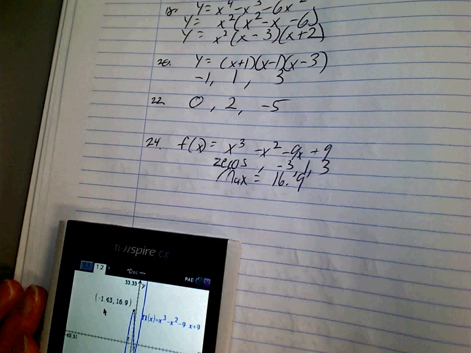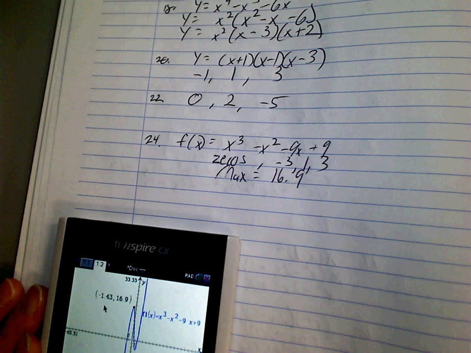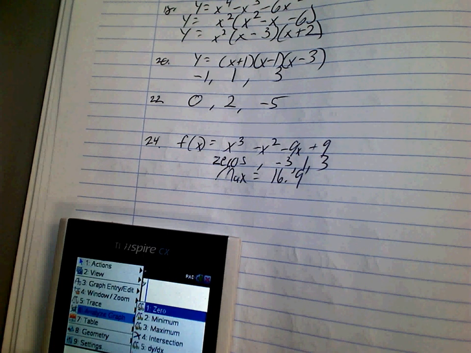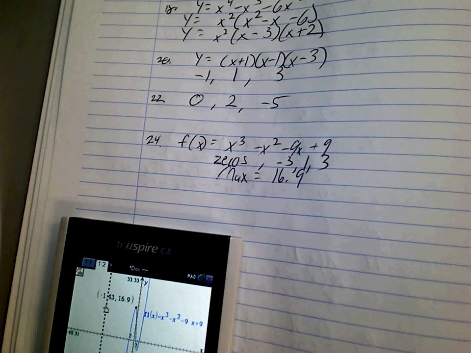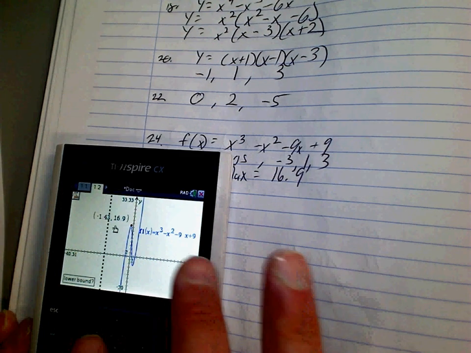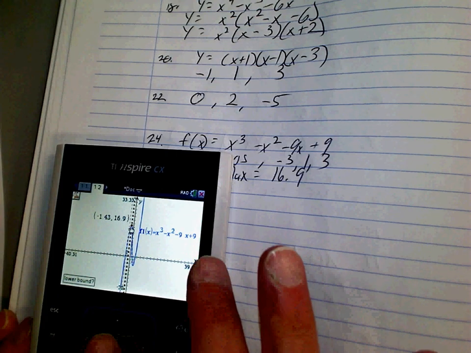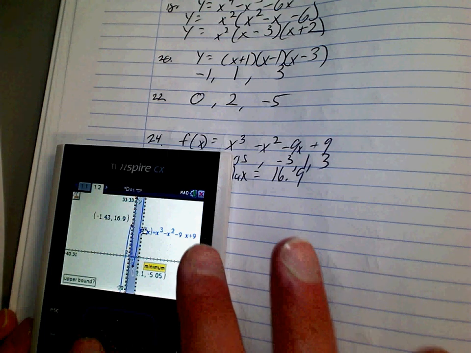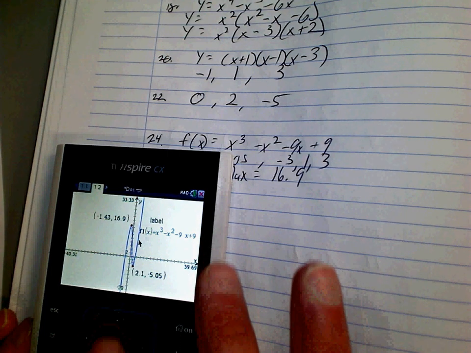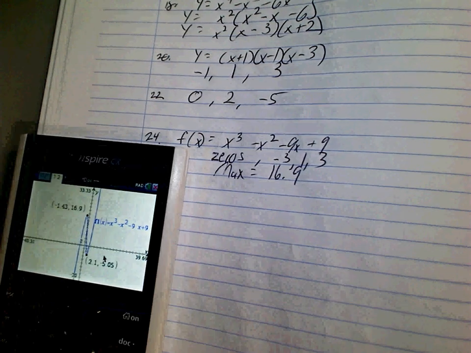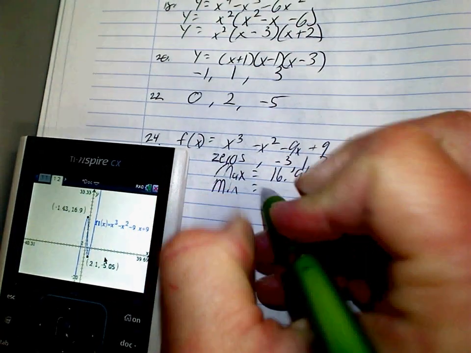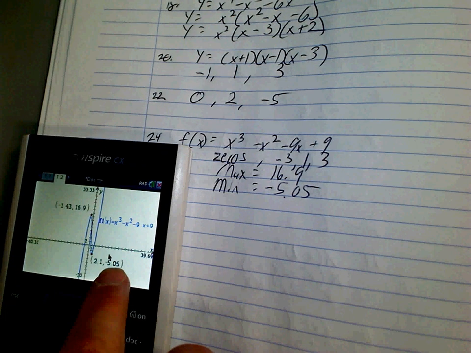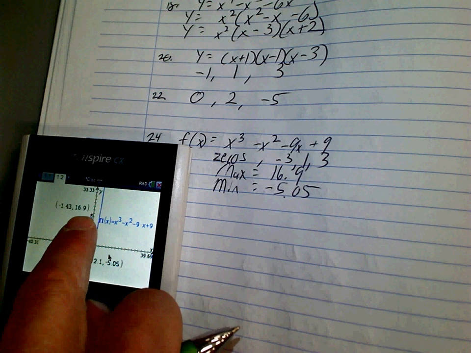Okay? Let's do that for the minimum. Let's go menu, 6, minimum. All right, where's the lower bound? Right there. Come across, boom, we got a minimum. And it shows it nice and neat right there. Our minimum is a negative 5.05. We see right there, that's the y value. So it maxes out at 16.9 on that little curve and minimizes out at negative 5.05.